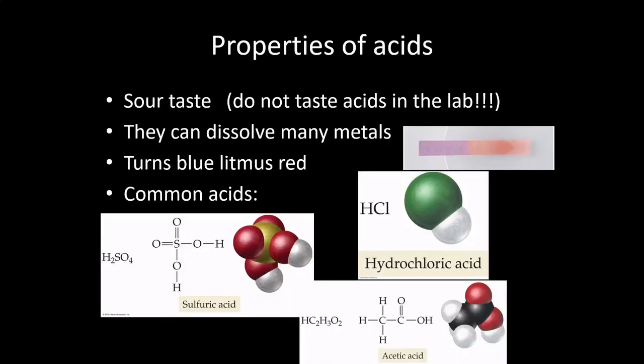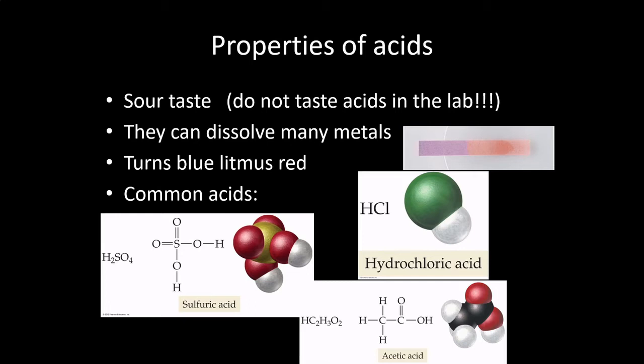Welcome back for chapter 14. It's going to be a relatively short chapter. We're going to talk about acids and bases, what makes them different, what kind of chemistries they have, and where you find them in your everyday life. So let's start out here just talking generally about acids.